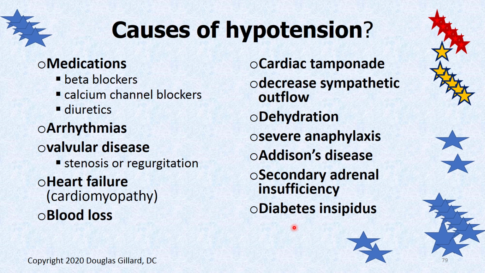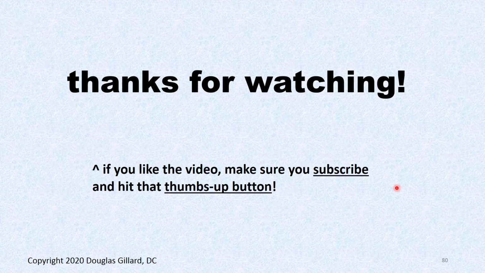Addison's disease. There's your aldosterone. You need aldosterone and you need cortisol to have proper blood pressure. Aldosterone causes reabsorption of salt and water. And secondary adrenal insufficiency could do it. Diabetes insipidus. We've talked about all that, so I assume you know that from GIGU. All right, that'll do it.